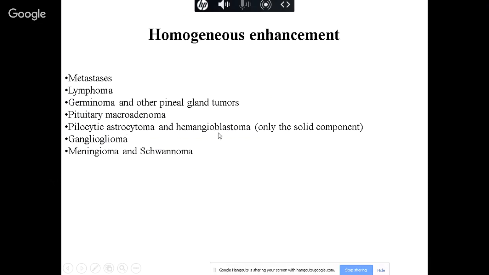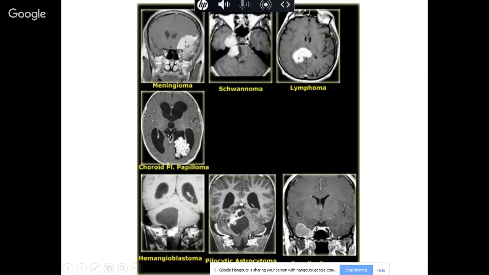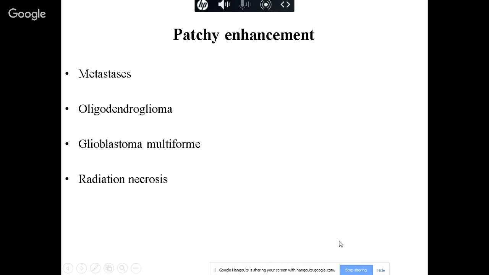The ganglioglioma can enhance, meningioma, schwannoma. So that's the homogeneous enhancement. You see meningioma enhancement, schwannoma enhancement, lymphoma, polyps, they enhance. Hemangioblastoma, the solid component enhances and the cystic part doesn't enhance. And this is a polycystic one that enhances. And again, this tumor enhances.